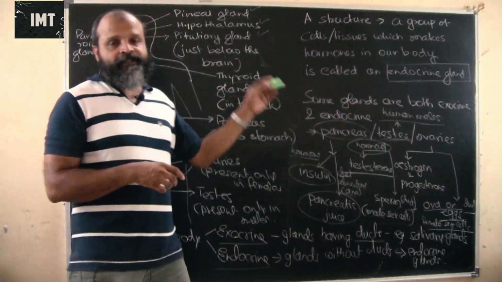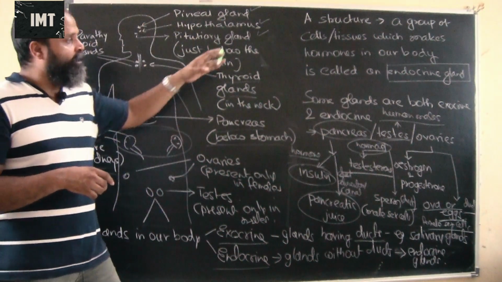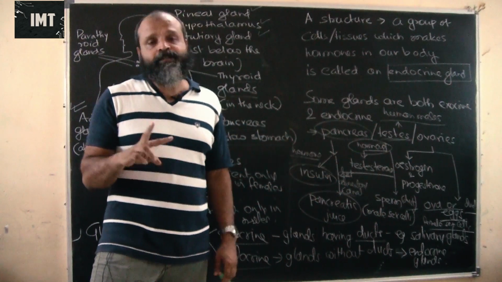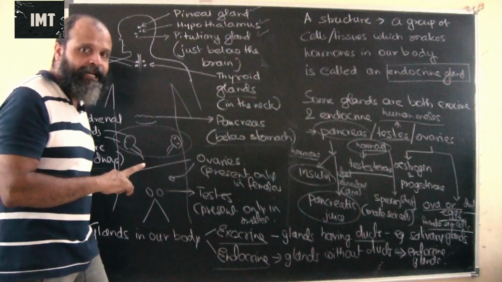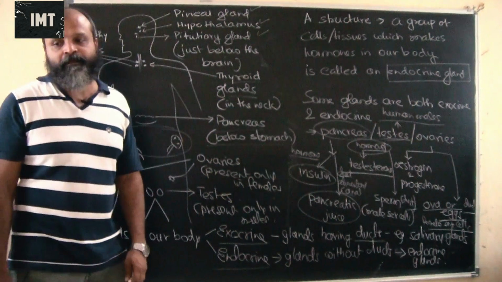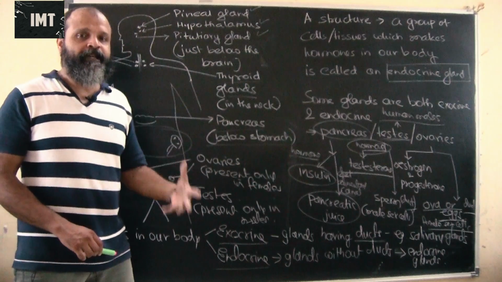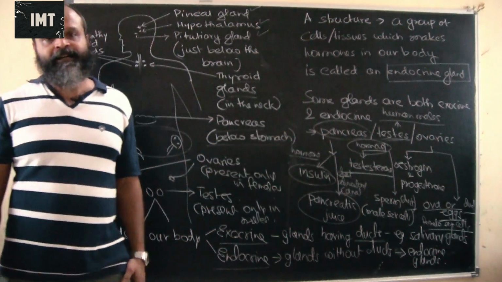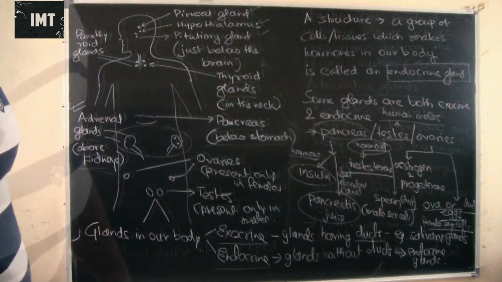So we have seen the entire endocrine glands. Now we are talking about glands which behave both as exocrine and as endocrine. So the pancreas, testis and ovaries are the examples of glands in our body which behave both as an exocrine gland and an endocrine gland as well. You can take a snapshot of the same.